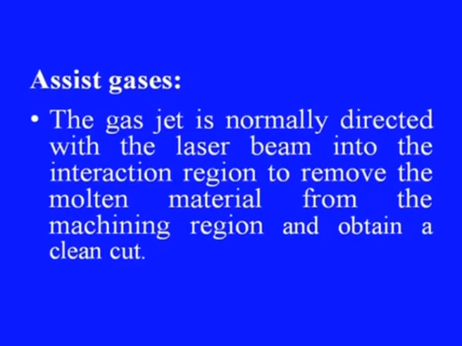The gas jet is normally directed with the laser beam into the interaction region to remove the molten material from the machining region and obtain a clean cut. Assist gas should seal the lens system from the expelled material, as we have already discussed this. Pure oxygen causes rapid oxidation and exothermic reactions, causing better process efficiency. However, as far as the work material is concerned, if the cutting zone need not be oxidized or the chemistry of the cut zone need not be changed, then this may not be recommended or desirable.